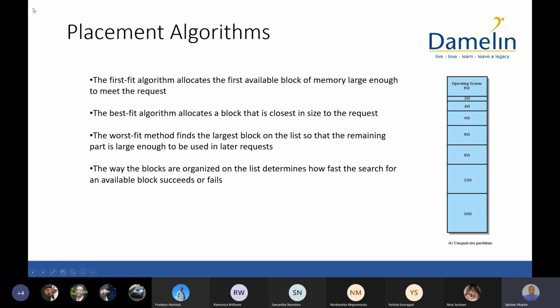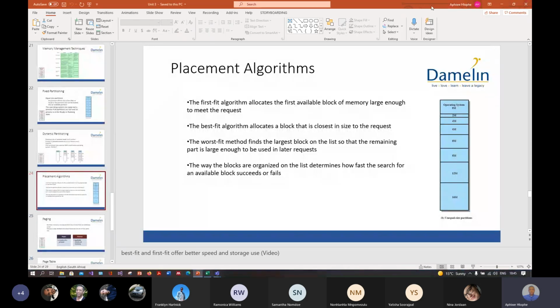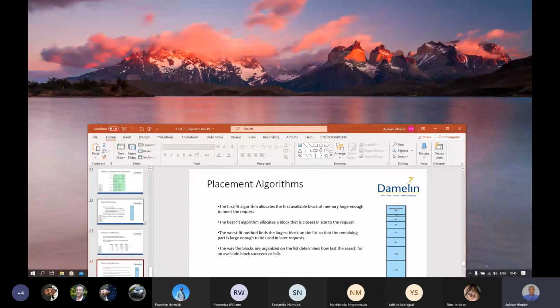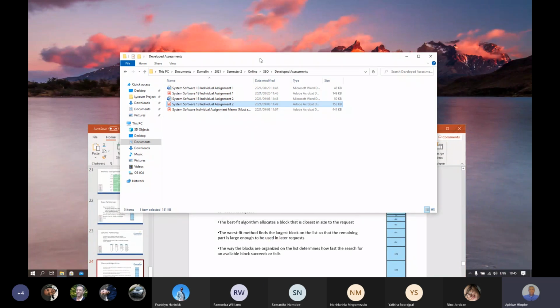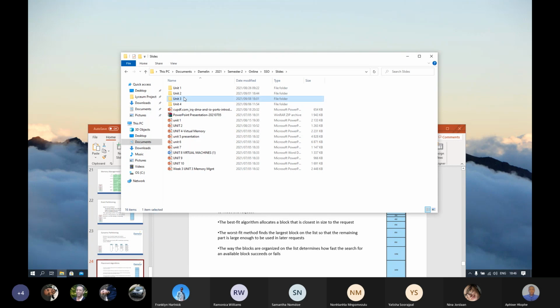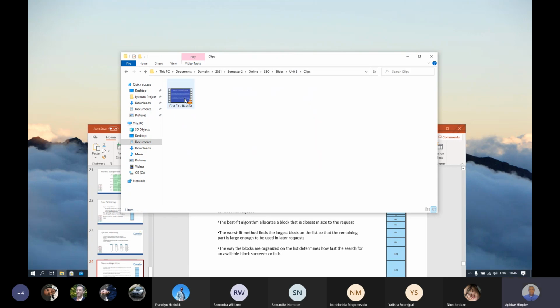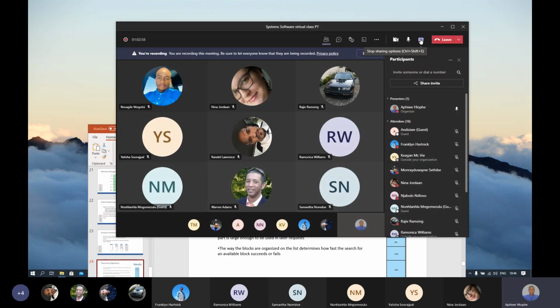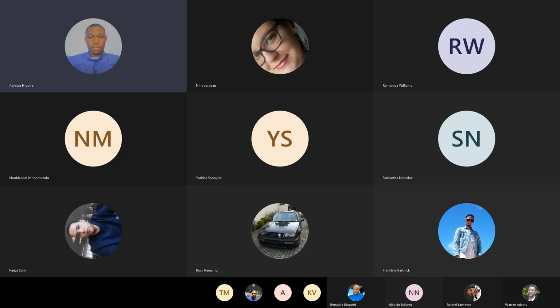I just want to find a clip for you. Hopefully, I'll be able to locate it still. Okay, so I'm hoping this will play without any issues. I may need to reshare my screen to enable the sound. Just a quick clip to show you how this actually works visually.